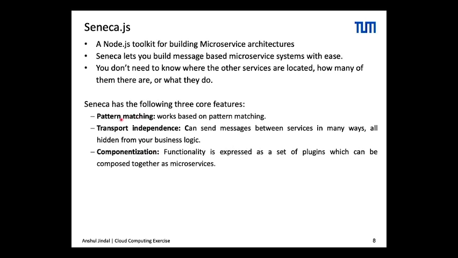The next is transport independence. You can send messages between services in many ways, and it's all hidden from your business logic, which is your application microservice logic. Lastly is componentization, where your microservices are like plugins within Seneca.js, so you can send one plugin to another person also. You can do that within Seneca.js.